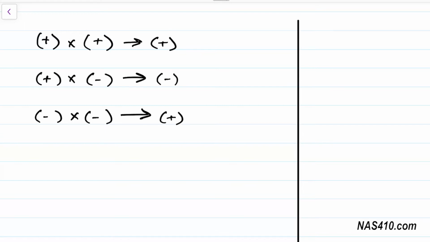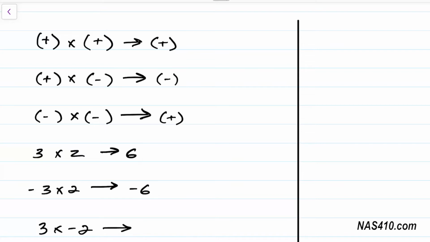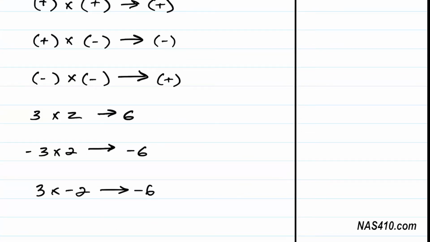Okay, so for example, I have 3 times 2, that equals 6. All right, if I were to have negative 3 times 2, that's going to give me negative 6. Likewise, I could write this 3 times negative 2, and that's still going to be negative 6. And finally, I could say negative 3 times negative 2, and that's going to give me 6.